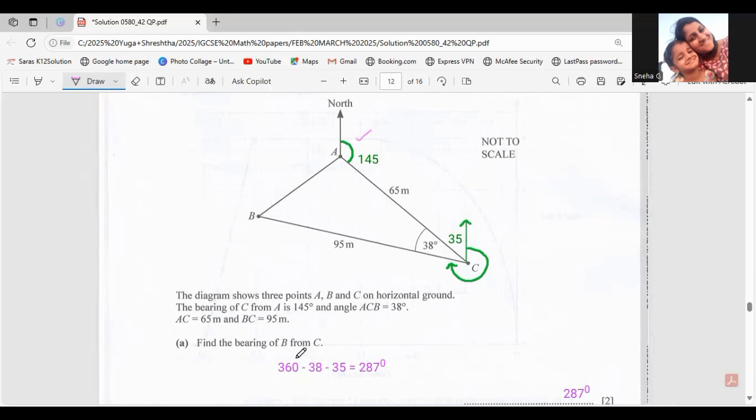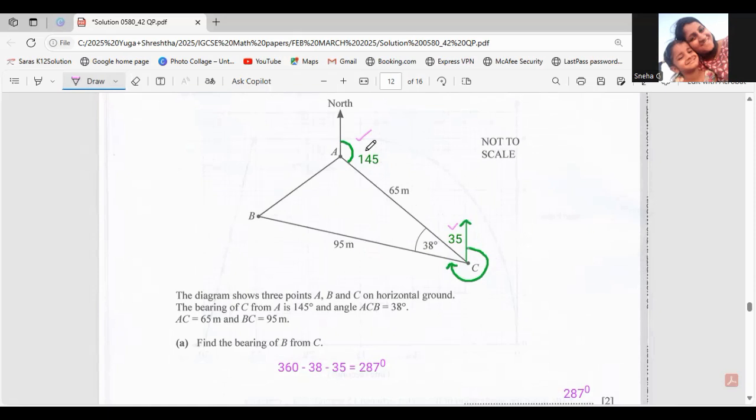Find the bearing of B from C. You have to work out this particular bearing. To work out this particular bearing, what you have to do is take this bearing, which is given already, plus this bearing, which is the bearing of A from C. You have to calculate. So if this is 145, the other one is 35.